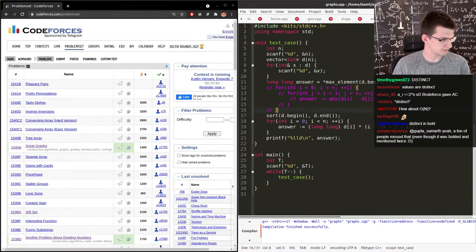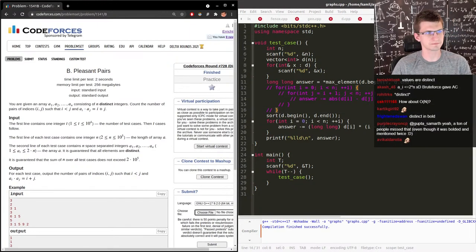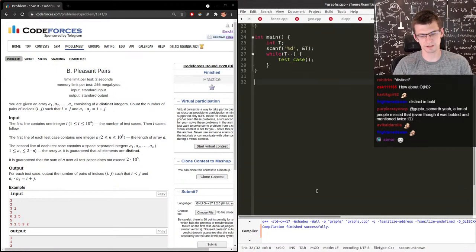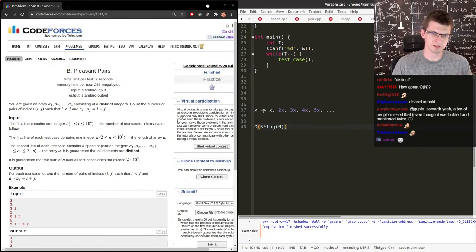Then we will use the fact that, like in PrimeSieve, when we iterate over multiples of every number, so for every x in PrimeSieve, we iterate over its multiples, 3x, 4x, 5x, and so on. We do that for every x. In total, it's n log n. Well-known fact. So iterate over multiples of 1, of 2, and so on.